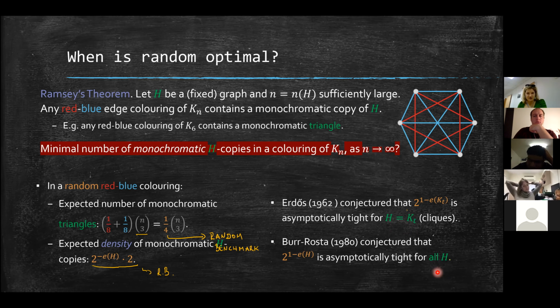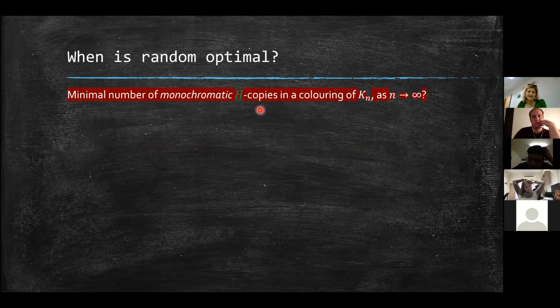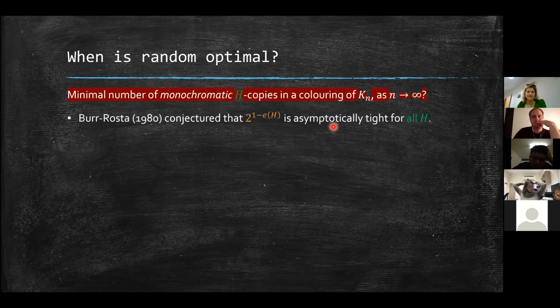Okay, so that's our question. Once again, we're trying to minimize H copies, and conjecturally, the random coloring is tight. So what do we actually know? Well, the Boer-Drosta conjecture is actually true for triangles. So random is optimal. This was known even before. It's a classic theorem of Goodman, and it was actually motivation for this conjecture. So Goodman's theorem was known before this whole line of questioning.